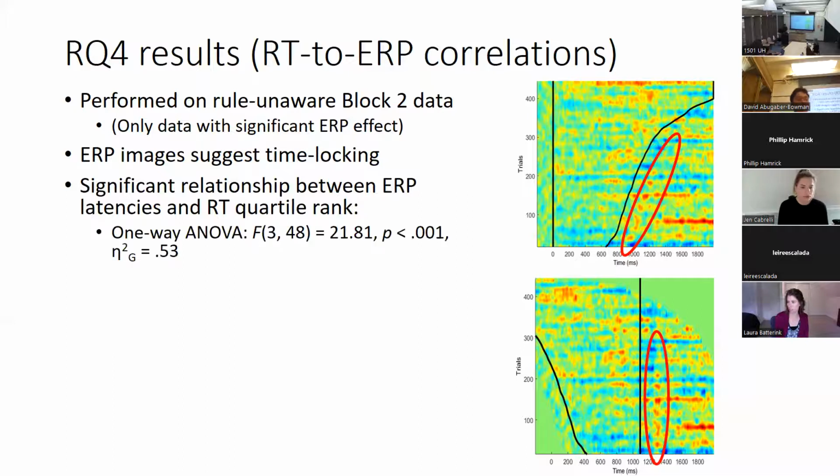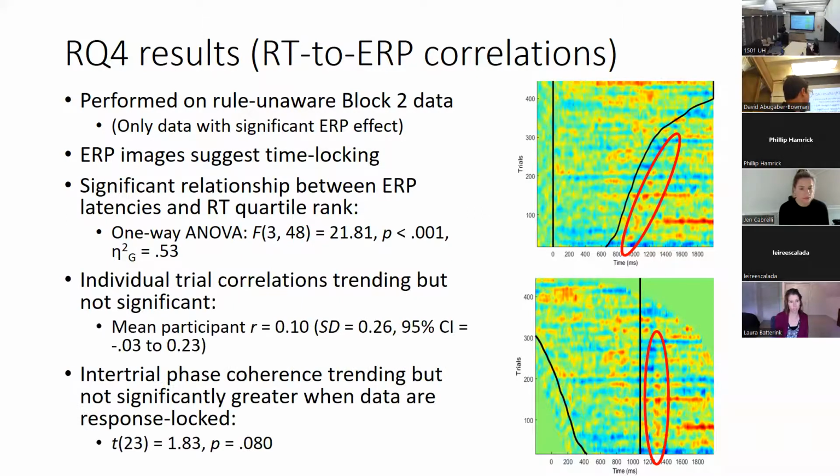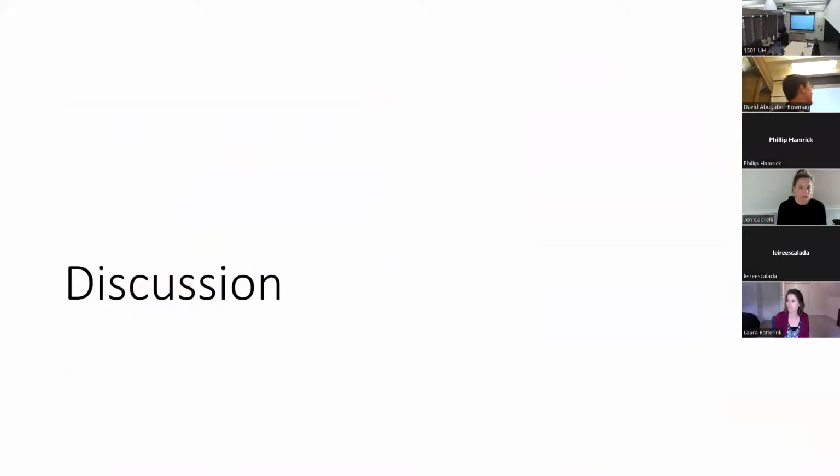We turn to our 3 statistical tests. When we do the reaction time quartile ranked approach, which I can describe later, we get a significant effect. The other 2 statistical analyses that we did following Sassenhagen and colleagues trended in the same direction, but were not statistically significant. So we attribute this to the rather weak nature of the ERP that we found in our data.